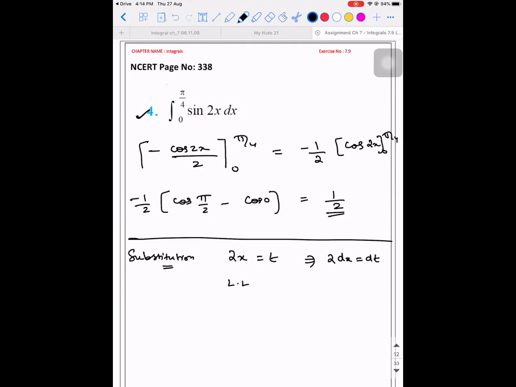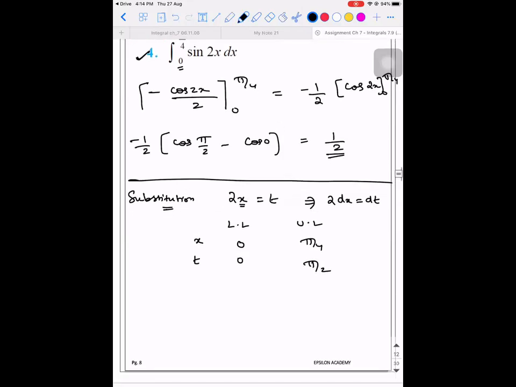Now the lower limit and upper limit, x and t. When x is 0, what will be the value of t? You have to substitute it here. t is 0. When x is pi by 4, what is t? Pi by 2. So it will become the integral from 0 to pi by 2 of sine t dt divided by 2.